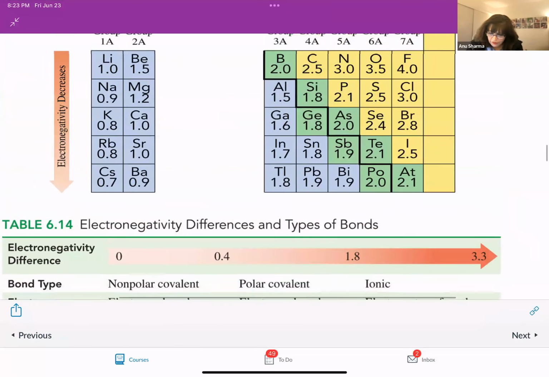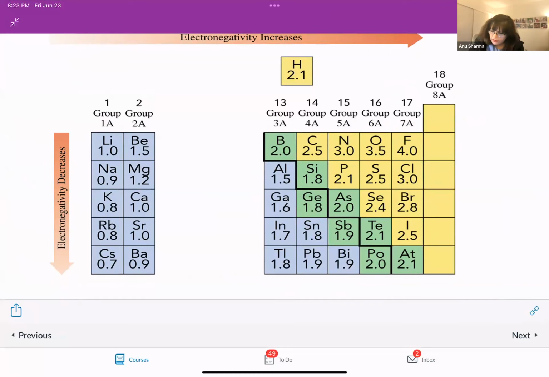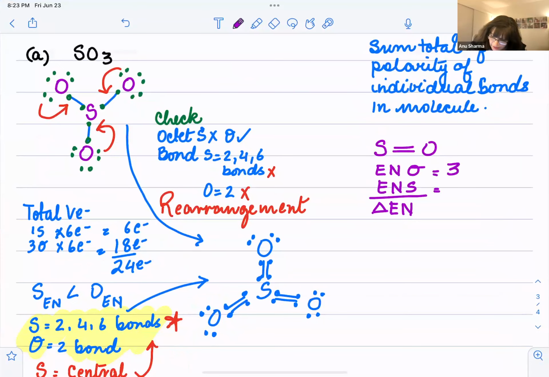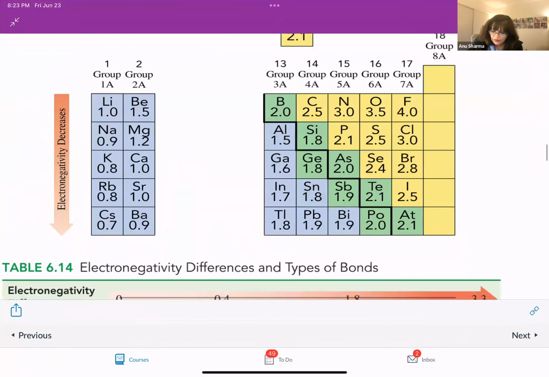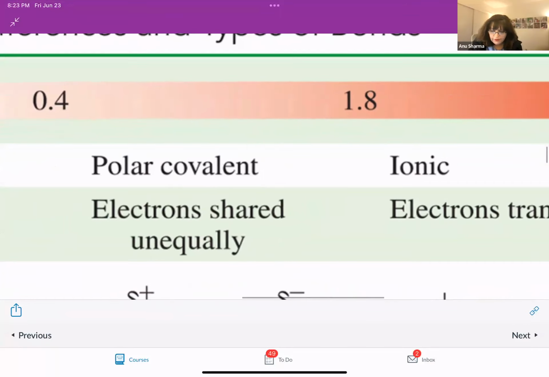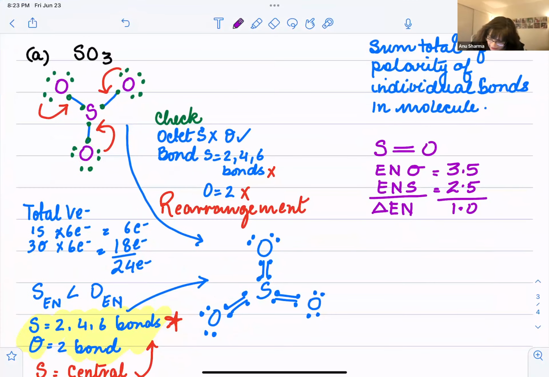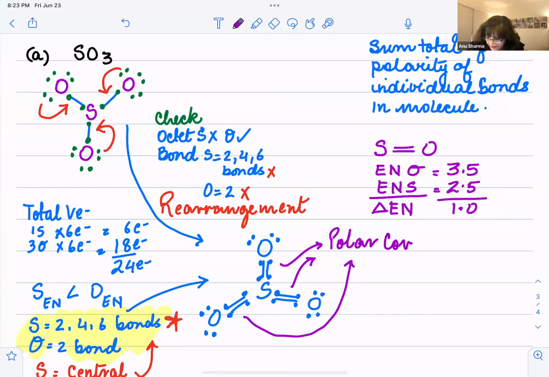polar or non-polar bond. So sulfur is 2.5, oxygen is 3.5. So this whole thing becomes 1.0. All right. So when this difference in electronegativity is 1.0, what kind of bond is that? Here you see between 0.4 to 1.8 is polar. So this is a polar covalent bond. So each of these are polar covalent bonds. Okay, so what does this mean?